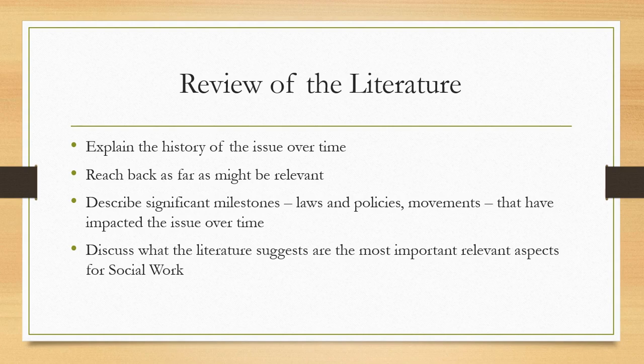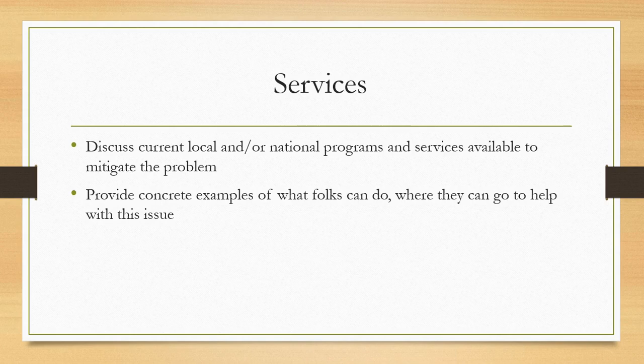You should also discuss what the literature suggests are the most important relevant aspects for social work. Obviously this is an MSW program, so we want you to be tying things back to the relevant aspects for the social work profession, whether that's future research, whether that's interventions, whether that's how social workers need to be aware of this issue in practice, how this impacts social work practice.